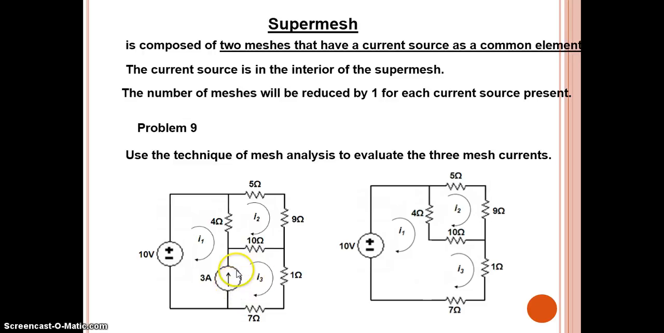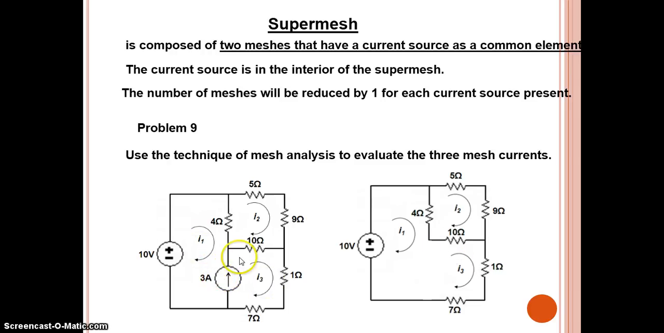So now I can consider only two meshes, because see here, common to mesh 1 and mesh 3 the current source is present. So together I can consider them as a single mesh. So now 3 meshes are reduced to 2 meshes because of the super mesh concept. But the currents will not change. 3 currents are here, I1, I2 and I3.